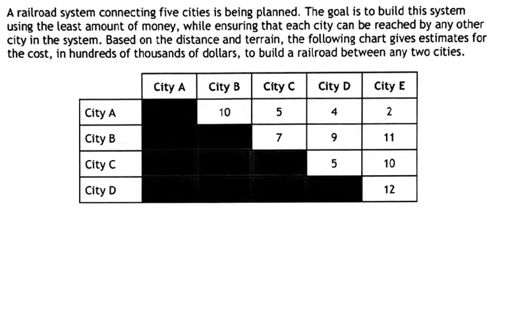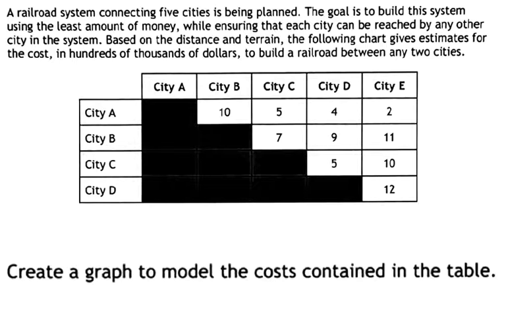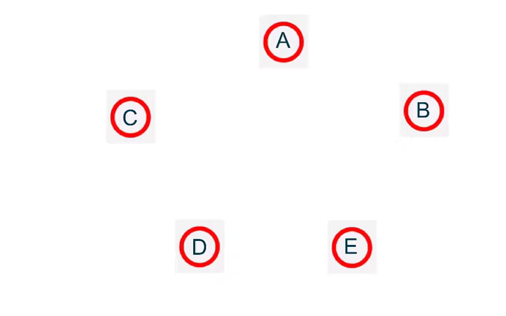Based on the distance and terrain, the following chart gives estimates in the cost in hundreds of thousands of dollars to build a railroad between any 2 cities. So we're taking the spanning trees that we just learned about and now putting weights to them and trying to make it the most efficient spanning tree that's possible. So I'm going to go back and forth between these 2 slides, this one and the next one, but we first need to create a graph that models the cost contained in this table.